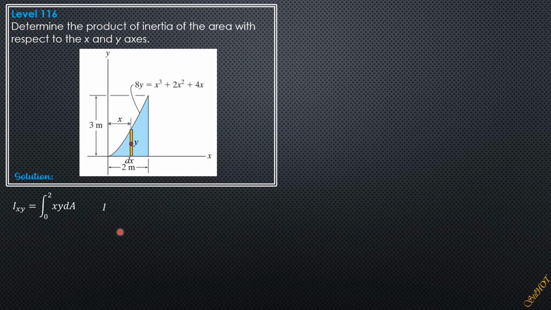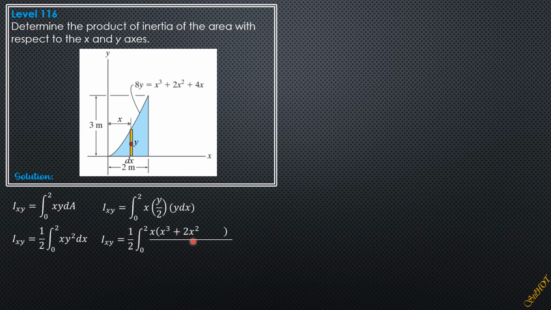So it is equal to integral from 0 to 2 of x, y is y over 2, dA is y dx. So Ixy equals 1/2 integral of x times y squared dx from 0 to 2. So y is given, it is quantity x cubed plus 2x squared plus 4x all over 8. So Ixy equals 1/2 integral 0 to 2 of x times quantity x cubed plus 2x squared plus 4x over 8, quantity squared, dx.